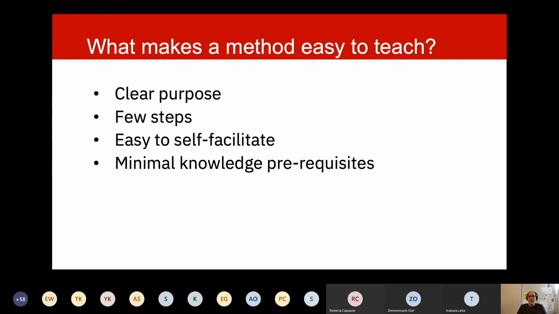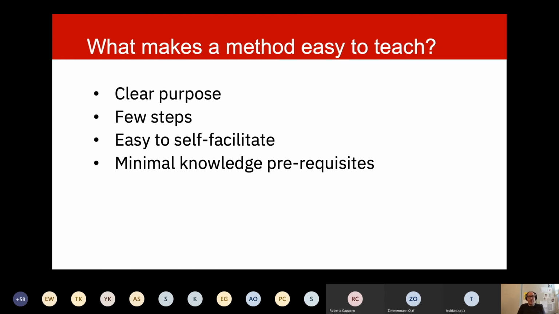With mob programming, the primary focus is programming, and if you've done pair programming, a driver-navigator situation is the starting point for that metaphor. Example mapping only has 3 or 4 steps, very simple and straightforward. Each of these can be self-facilitated.